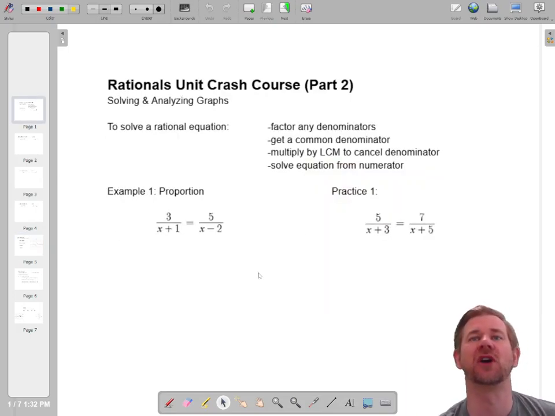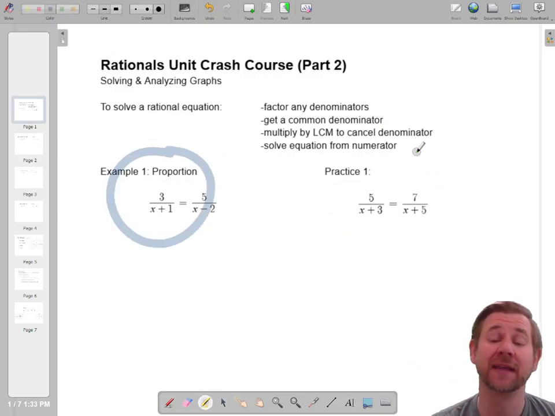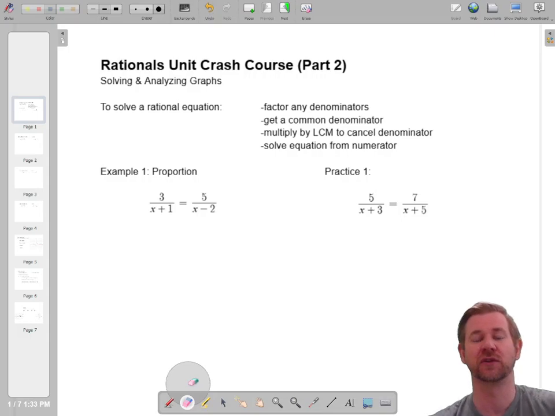So we'll start off with solving. For this crash course, you'll notice that each type of problem has an example and a practice. I'm going to leave the practice for you. The key to this is on Schoology. If you want to see it worked out, you can look there. But I'm going to do the examples with you, and then I'll leave the practice for you guys to do.